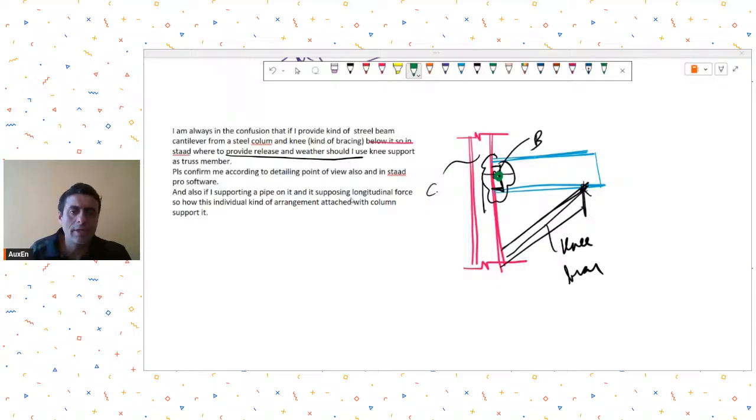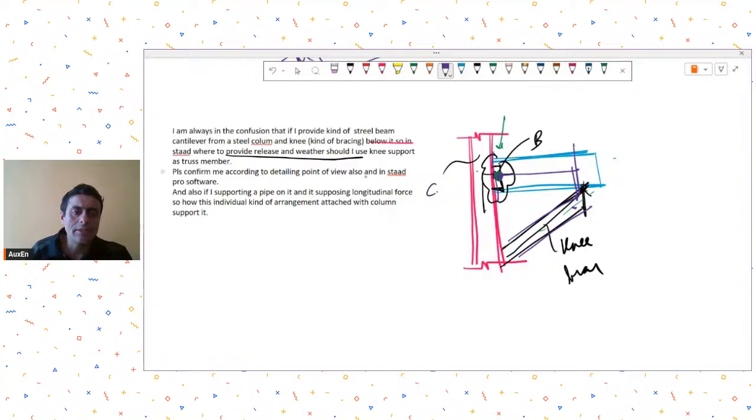Now sometimes what you may choose to do as a designer, that you will try to have a moment connection at this end also, and then to control the deflections, let's say you will also provide a knee brace. So in such a situation, you do not provide any release over here. But if you want to rely on the knee brace and have this as a beam that is just resting between these two items in shear, then you can have a release over here and then provide this knee bracing.